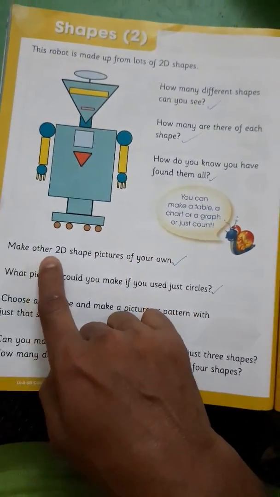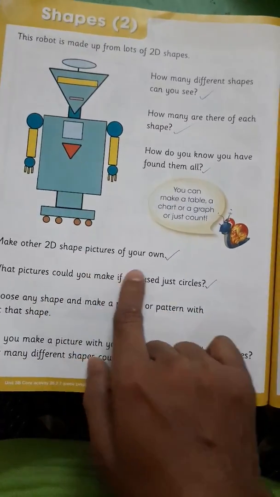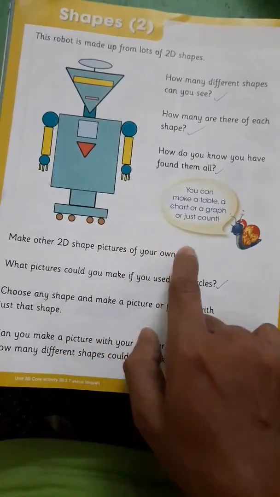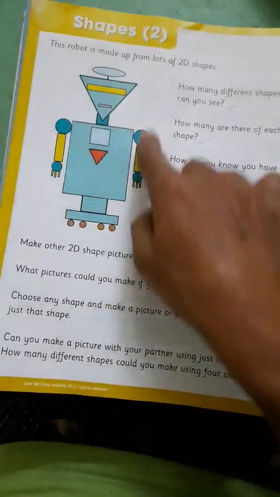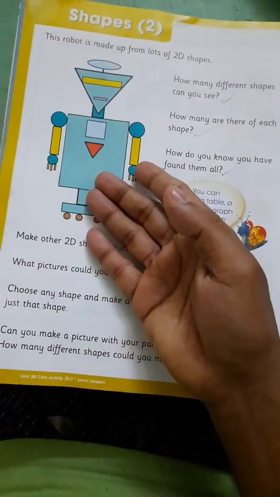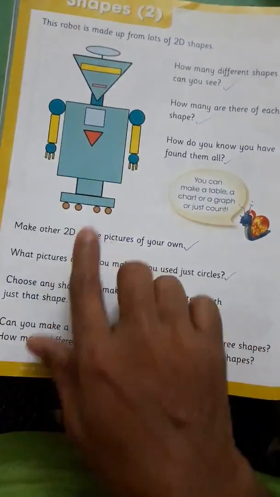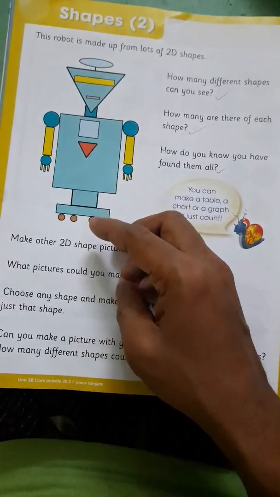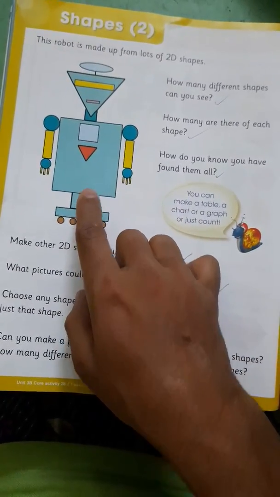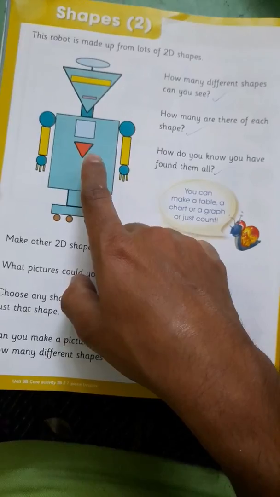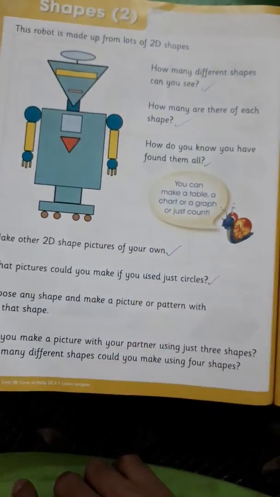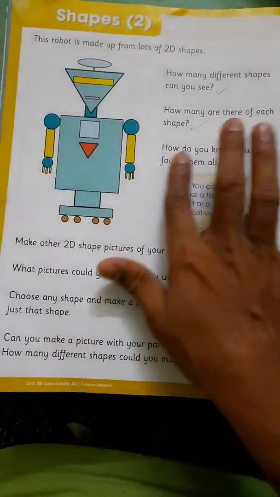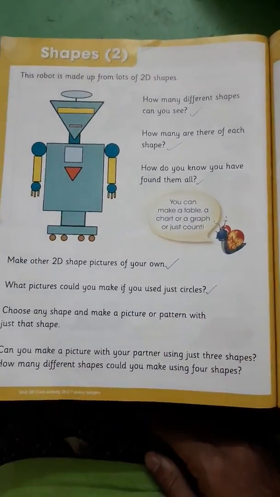Okay, and after that you make one picture like this shape. You make one picture, any picture. Maybe you can make a picture with some circles, or use a rectangle, a square, any shape you can use. And you check that all. This is homework for the next class.